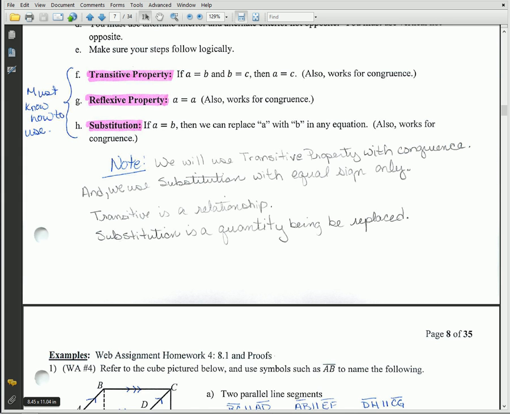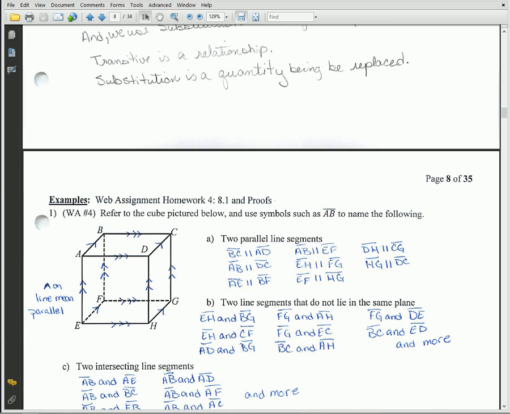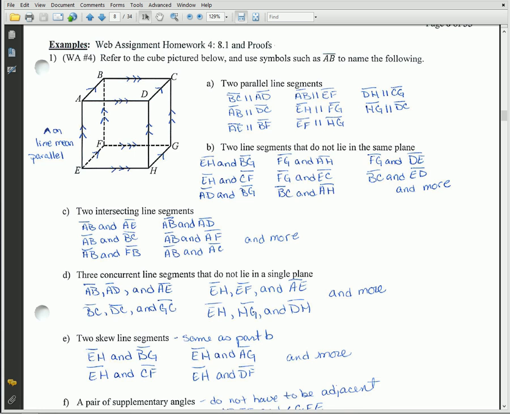Substitution. For our case, substitution will only be used when we're talking about equal. So if I know that A equals B, then I can substitute B every time there's an A. And that's what that last statement says. Now, let's talk about examples. This is the first example. So there's a cube. This is the one that I was telling you about earlier.